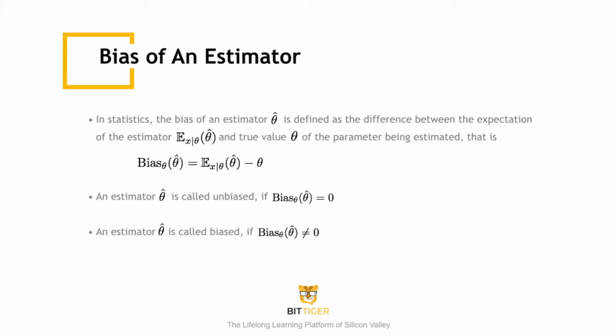First, let's see what bias of an estimator means. In statistics, the bias of an estimator is defined as the difference between the expectation of the estimator and the true value of the parameter being estimated. That is, the expectation of theta hat minus theta. An estimator is considered unbiased if its bias equals 0. Otherwise, it is biased.